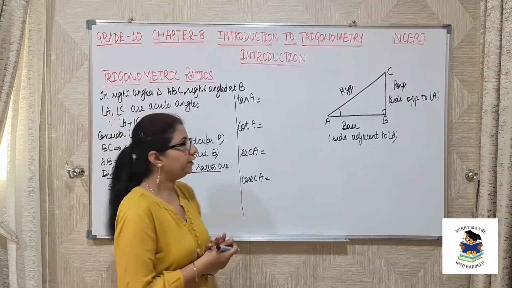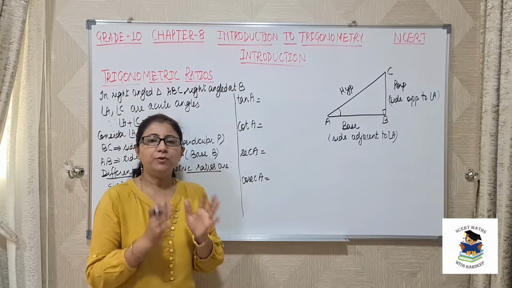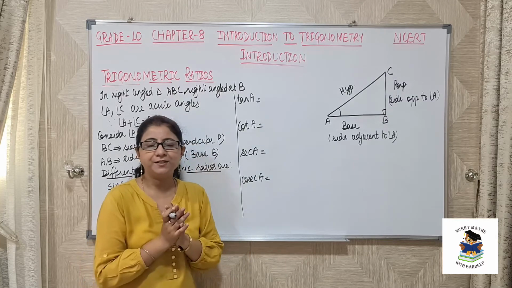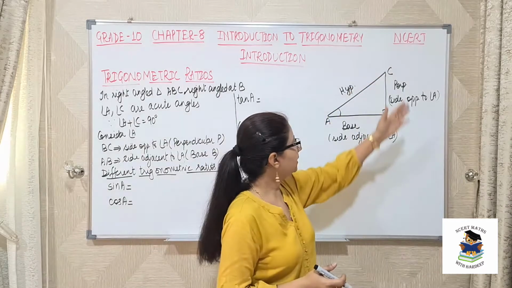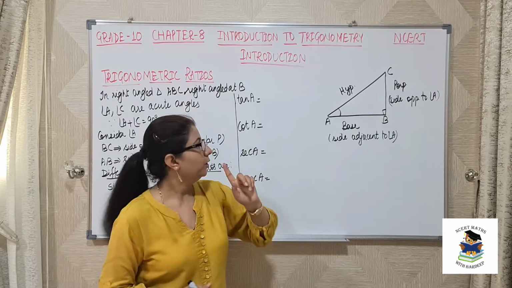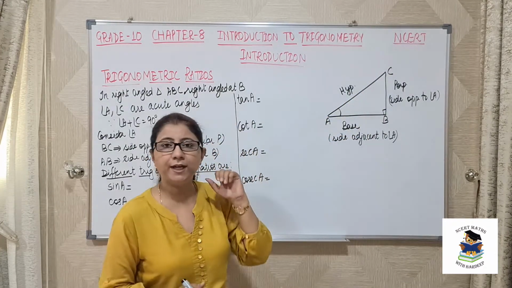Now let's see the first main topic of this chapter. So now let's see what are trigonometric ratios. Always make sure that whenever we are talking about trigonometry, the triangle that is under consideration is always a right angle triangle. Suppose I am taking this triangle, that is ABC, which is right angled at B. Okay, then angle A and angle C are acute angles.